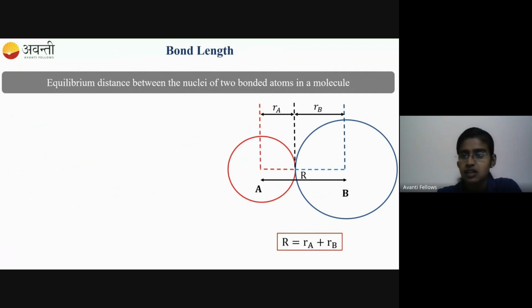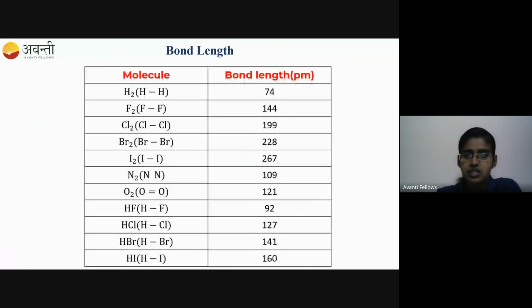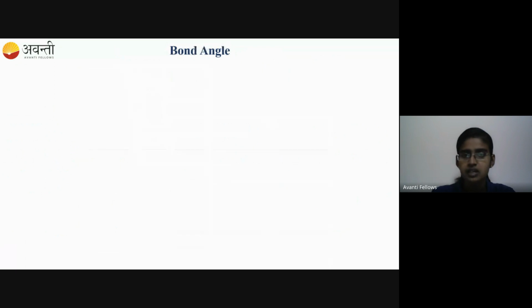Clear, right? Okay, good. Some of the bond length values are here for hydrogen, fluorine, chlorine, bromine, iodine, nitrogen and oxygen, and for the heteroatomic systems also. It is there in your book also. You don't have to memorize these values. Just observe the values and think of it. I will tell you one relation which relates bond length, bond enthalpy, and bond order at the last. Just observe whether it is increasing or decreasing. That part alone you keep in mind. I will tell you at the end.